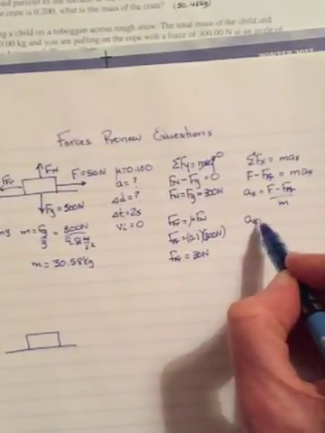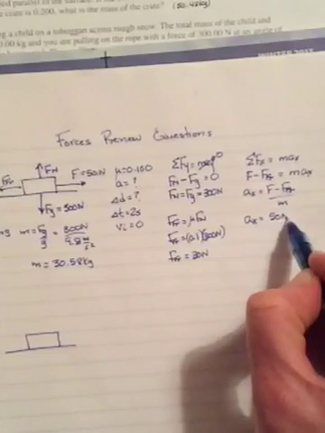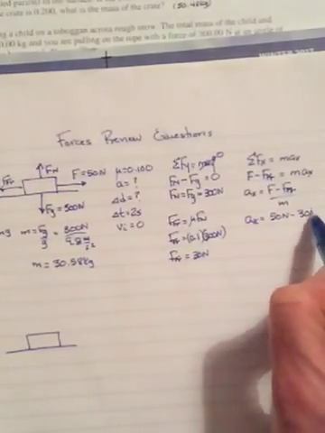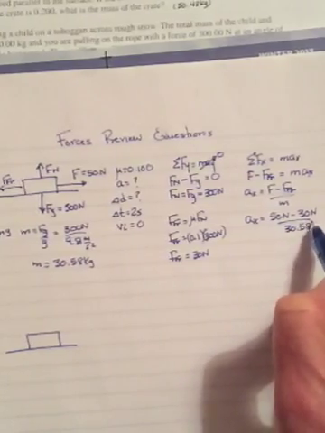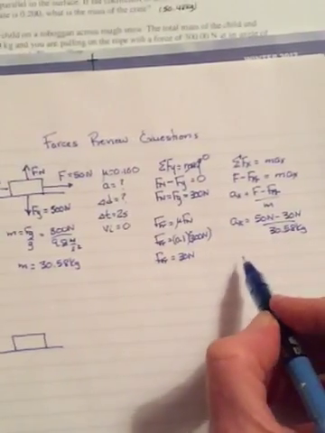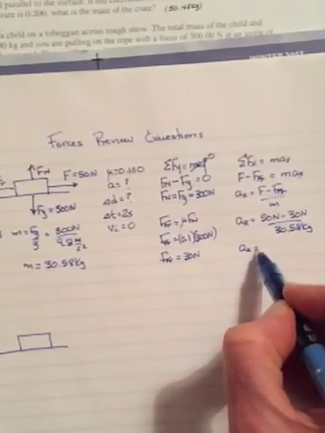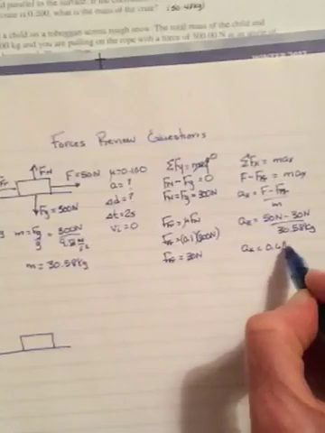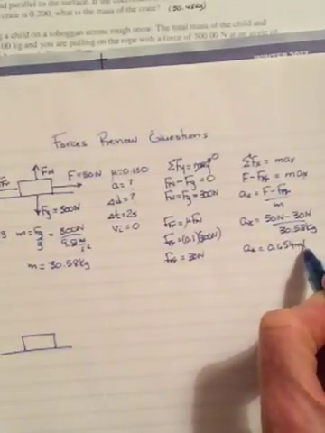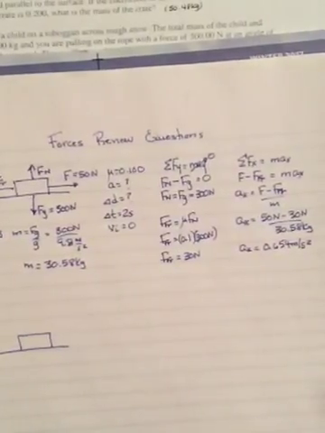Now fill your numbers in. F was 50 newtons, friction was 30 newtons, m was 30.58 kilograms. Do the math, and you get A to be equal to 0.654, I think it is, meters per second squared.